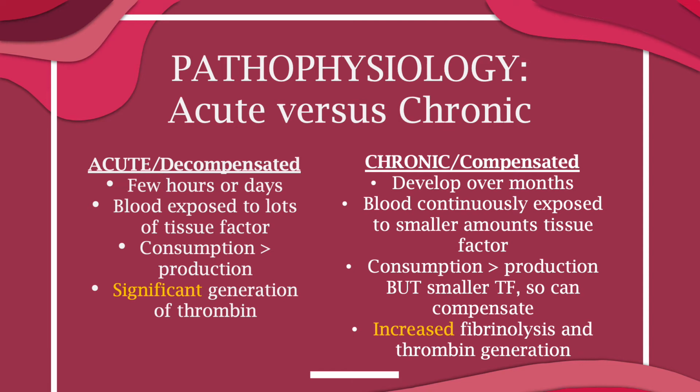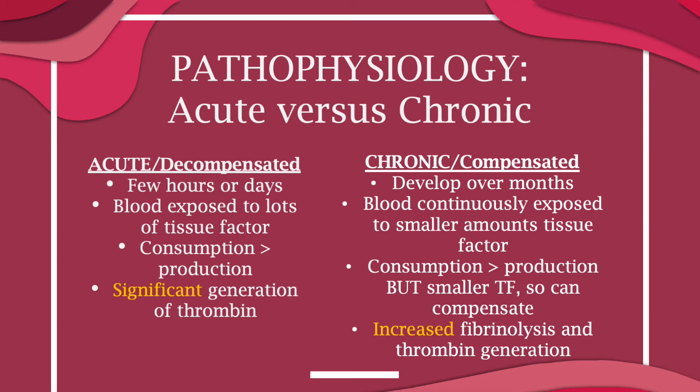So DIC can either be acute or chronic, where acute is known as uncompensated and chronic is known as compensated. Acute is over a few hours or days and is known as being uncompensated or decompensated because the blood is exposed to an overwhelming amount of tissue factor. The consumption is so much greater than the production of platelets and clotting factors, where there's also a significant generation of thrombin. The consumption coagulopathy, coupled with the fibrin degradation products that I discussed in the second pathophysiology slide, will lead to severe bleeding.